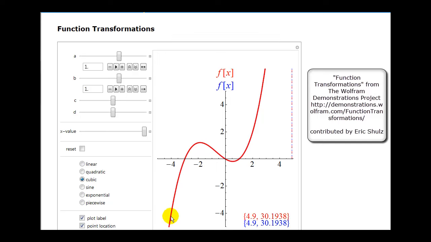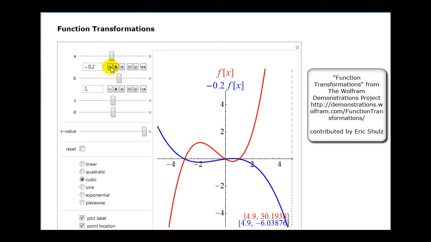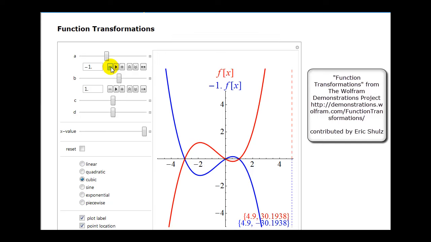What we see here is the original function in red, and we'll see the transformed function in blue. We'll start by changing the value of a from positive 1 to negative 1. Here you are seeing a vertical compression, and then as soon as a turns negative, we'll see a reflection across the x-axis, and as soon as a equals negative 1, the transformed function in blue is a perfect reflection of the original function in red across the x-axis.